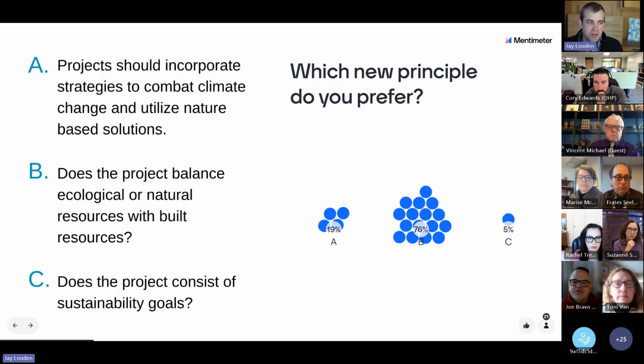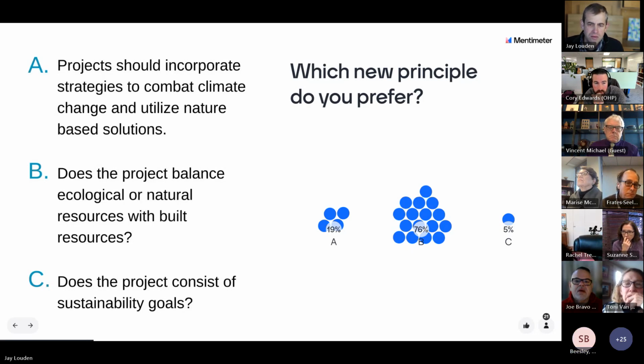Projects should balance. Point. That's why I chose A, because the question seemed odd to me. And I was just going to say for A or C, there's probably existing language in the climate action and adaptation plan that's been adopted by council that we can borrow from regarding public projects.